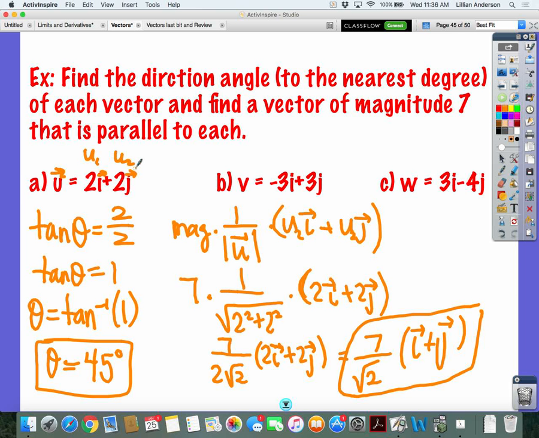Your question was, where does u sub 2 come from? The u sub 2 just refers to this vector. Now, why is it 2? What's the 2?